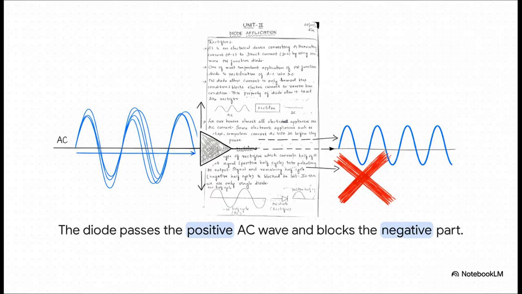And this right here shows you exactly what happens when we send our AC signal through this one-way gate. See the input wave on the left? It goes up into positive and down into negative. But the diode, our rectifier, it only lets the positive part through. The entire negative part of the wave just gets blocked. It can't pass. This is our first huge step in taming that AC current.